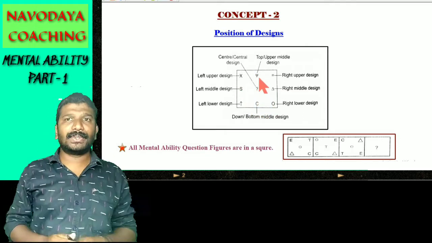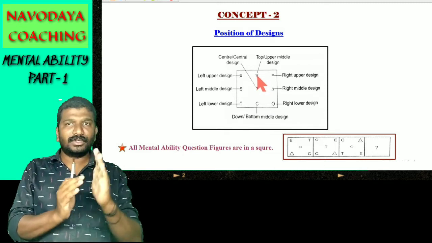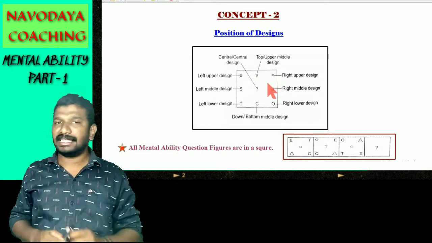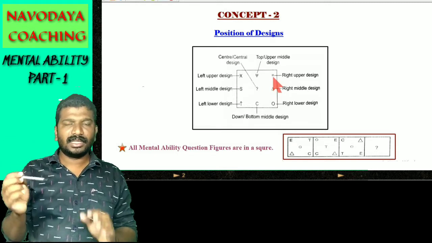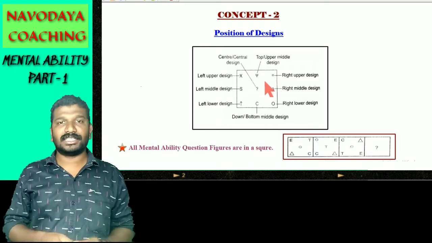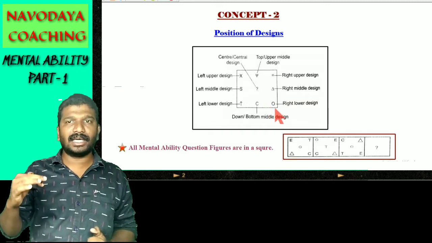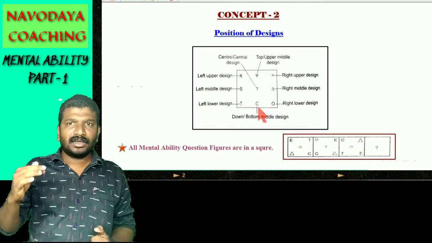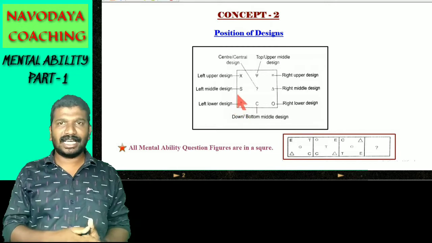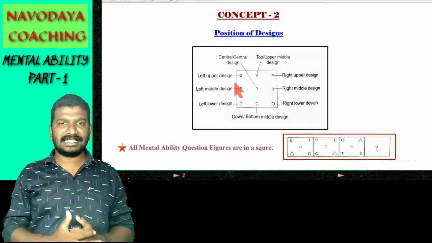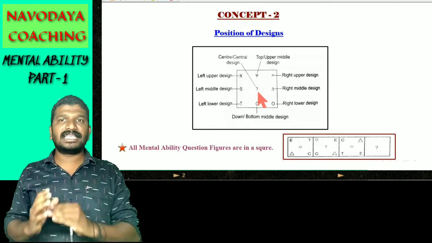Shall we check from the top, means the upper middle design. Upper middle, next right side, a right upper design. So if a figure comes in the right upper design, the position will be called the right upper position. Next we go to the right middle design. Next right lower design. Next bottom middle design. Next lower left design. Next left middle design. Next left upper design and the central design.